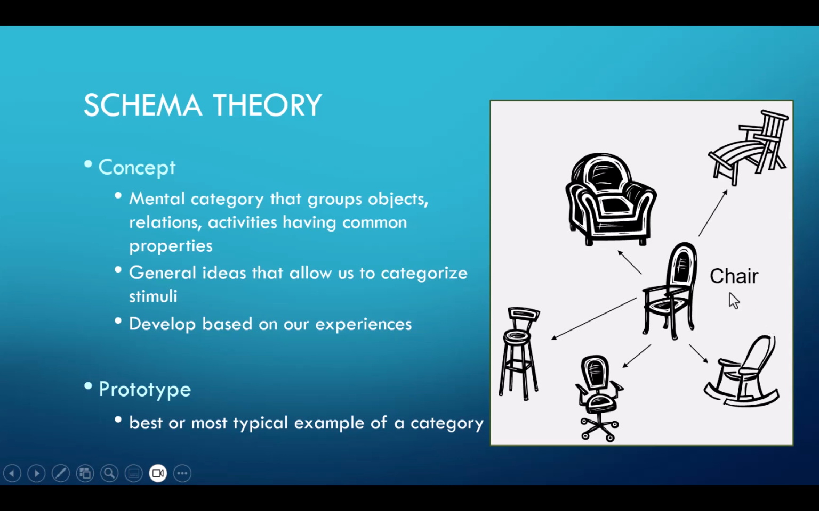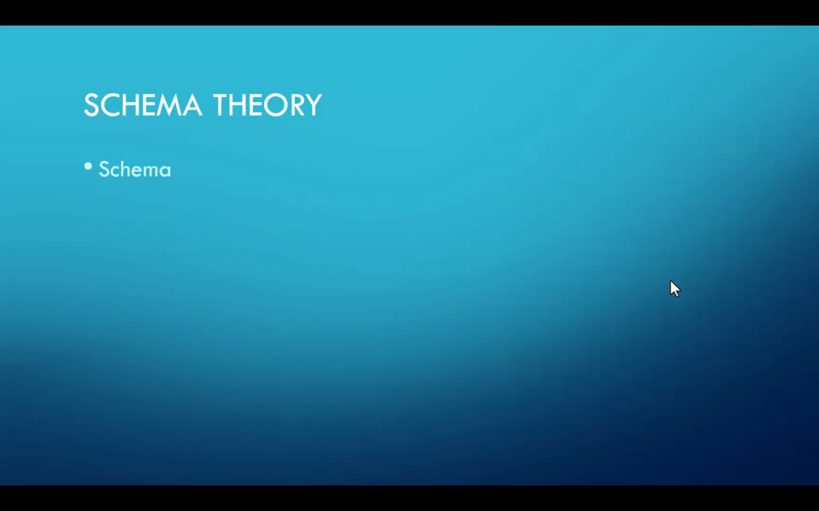And while some of these are more closely related, an office chair, an armchair, a rocking chair, other things like a bar stool or a beach chair are a little bit farther out and are connected to other concepts. So again, the concept is going to group things together that have common properties, where the prototype is your best or most typical example. When you think of the concept of a chair, when you picture a chair, what do you think of? That's your prototype.